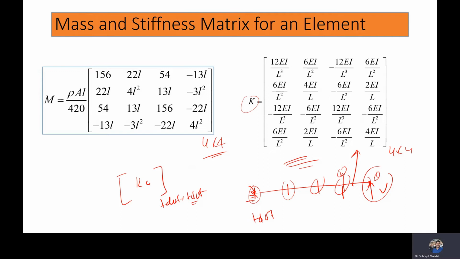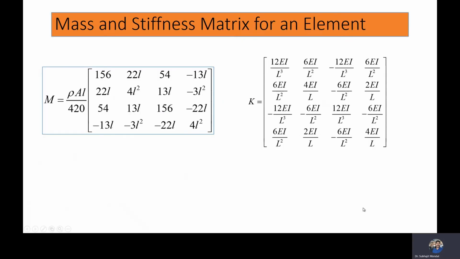Now, if we want to assemble, in the sense that if you have a larger number of elements, we have to assemble the stiffness matrix. Assembling means we have to define the stiffness matrix so that the connectivity of these elements can be maintained. So 1 element, 2 element, 3 element, 4 element.